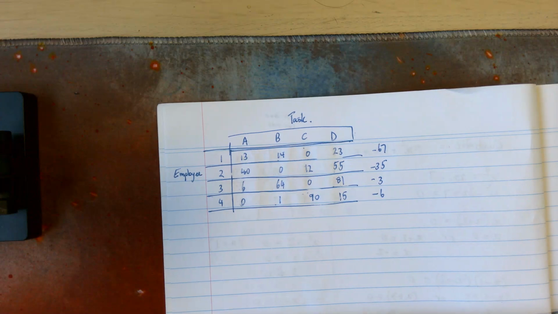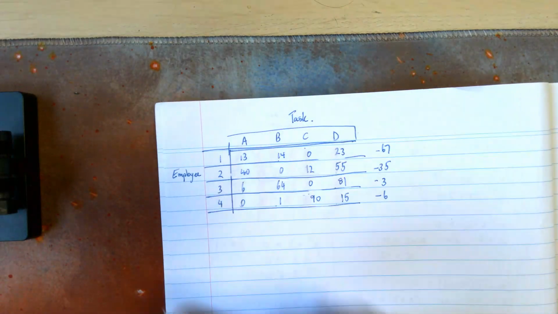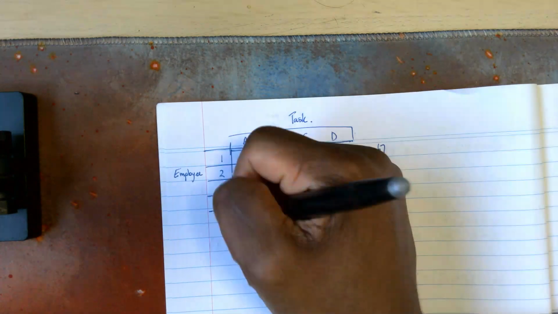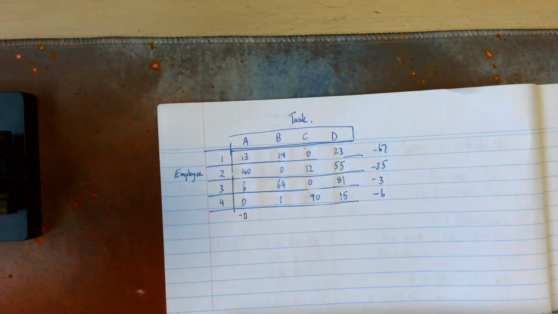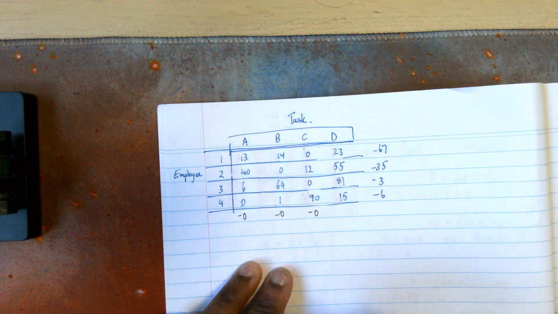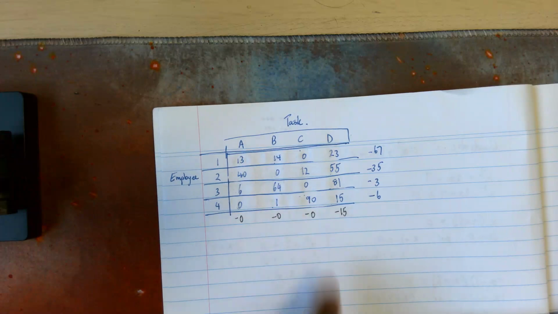Alright, and then we go on to step 2, which is perform a column reduction by subtracting the smallest number in each column from all the numbers in the column. So for column reduction, I'm going to do that in black. So this column, smallest number is 0. Column 2, smallest number is 0. This is 0. And then column 4 is 15. That means these 3 columns I don't have to change, just these numbers on the end.